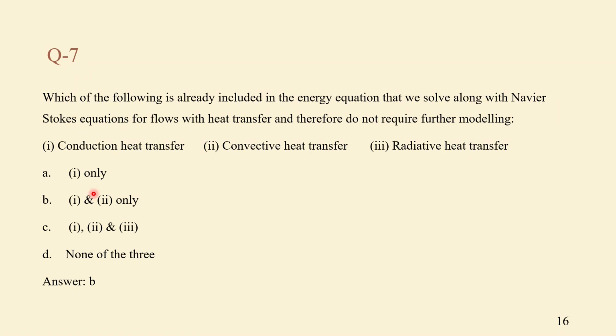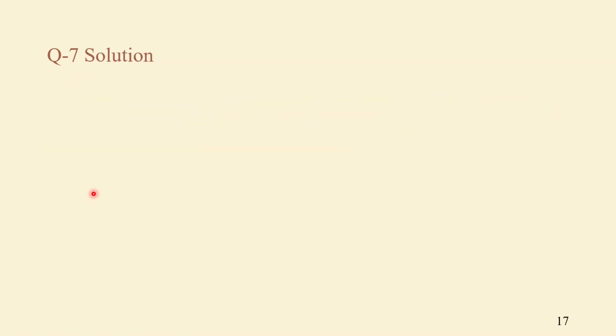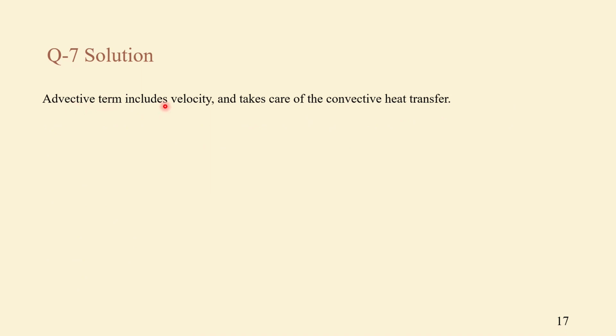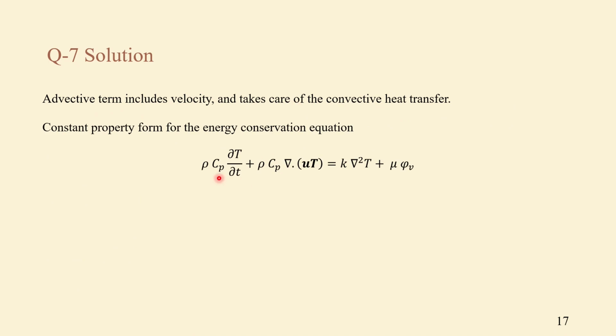Now we'll go to question 8. The advective term includes velocity and takes care of the convective heat transfer. The constant property form of the energy conservation equation is rho Cp ∂T/∂t plus rho Cp ∇·(uT) is equal to k ∇²T plus mu phi_V. So this includes the conduction part and this includes the convective part.